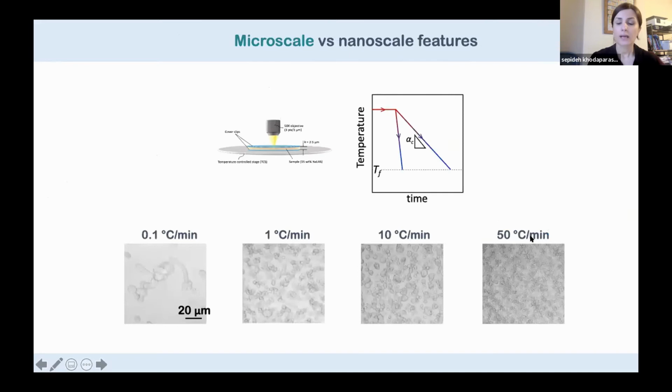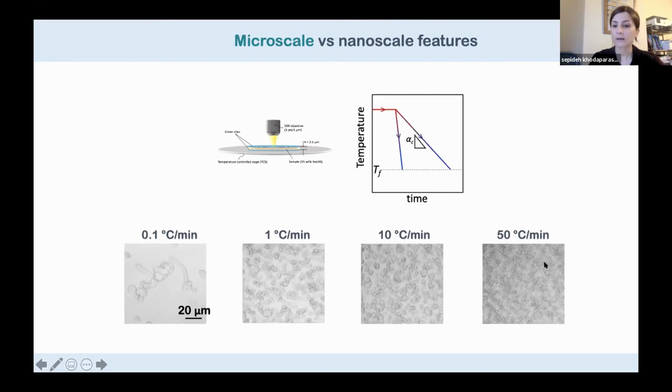As I mentioned, when we do these experiments with temperature control rather than concentration control, there is another experimental handle that helps us control the experiments, and that is the rate of cooling, for example. If we start the experiments at a specific temperature and end at a specific temperature, which is TF, but take different pathways to get there, different cooling rates, we see that the microstructure of the droplets that are formed, under an optical microscope, is completely different.